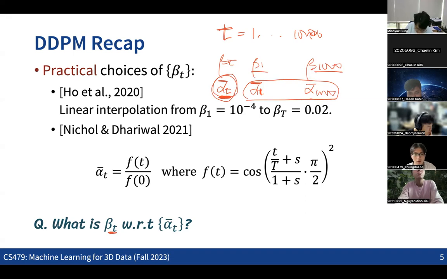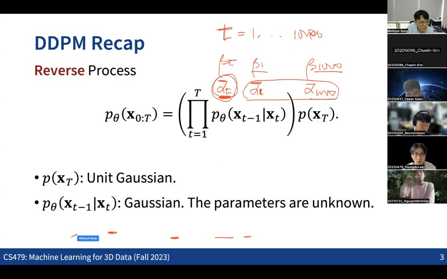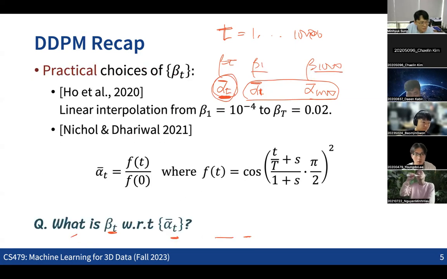So we can see from the definition that we defined in this slide, alpha hat was defined as the product of the alpha here, and the alpha was 1 minus beta. So from this, we can see that the beta t should be 1 minus alpha t hat over alpha t minus 1 hat, right? So yeah, that's what we can see.